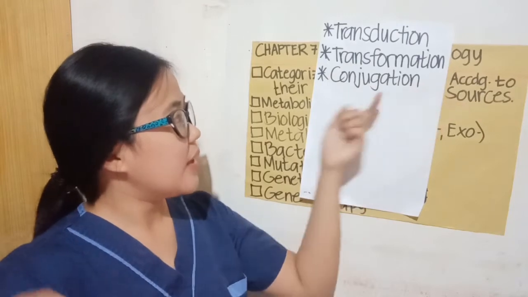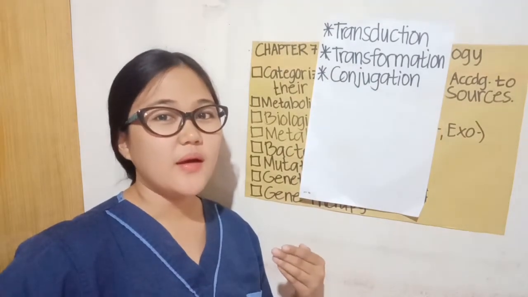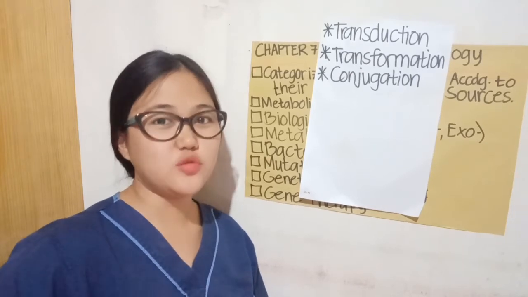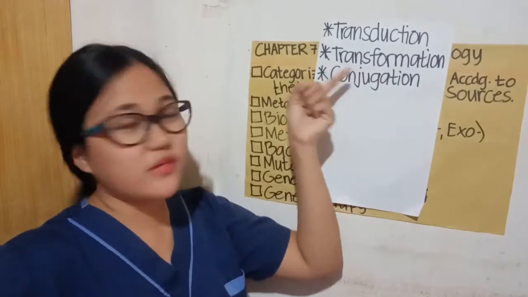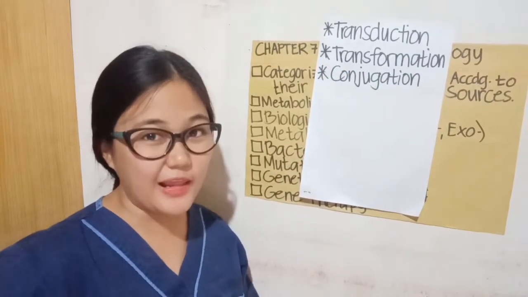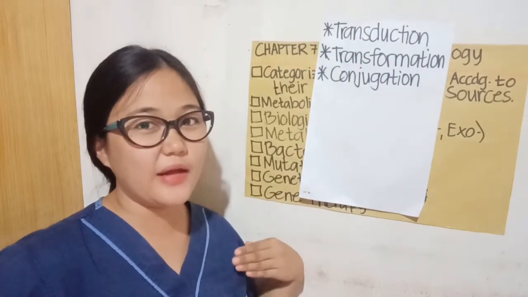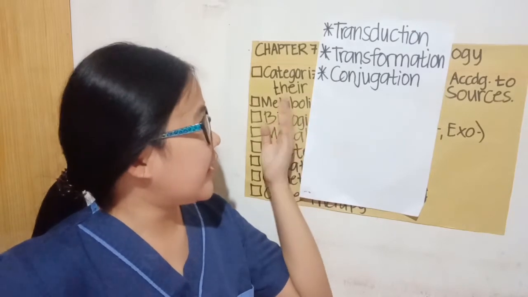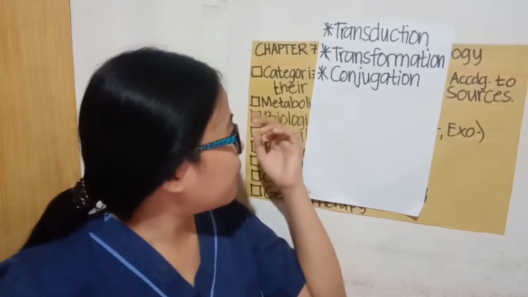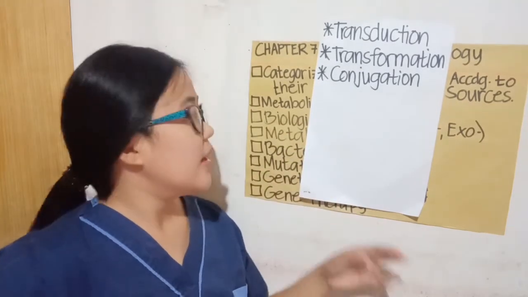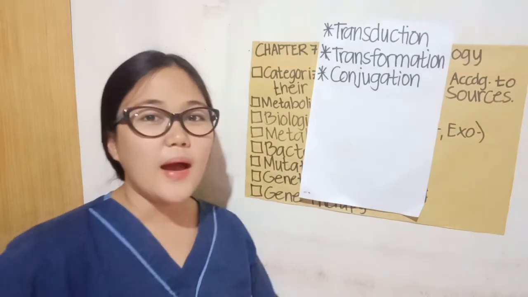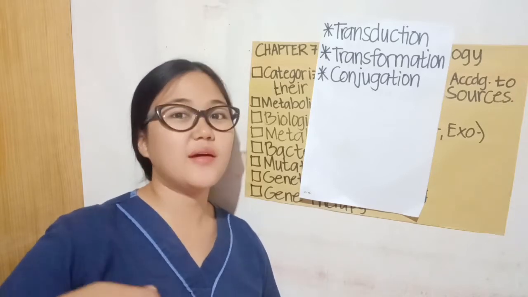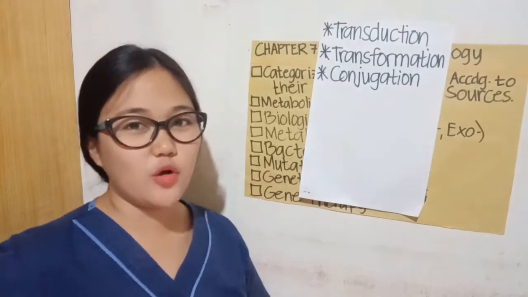While in transformation, the whole bacterial genetic material is transformed totally. So in transformation, the bacteria is genetically transformed. In transduction, only a small part is transferred. Conjugation is the transfer of genetic material, usually in the form of a plasmid, through the sex pilus from the donor cell to the recipient cell. That is conjugation.